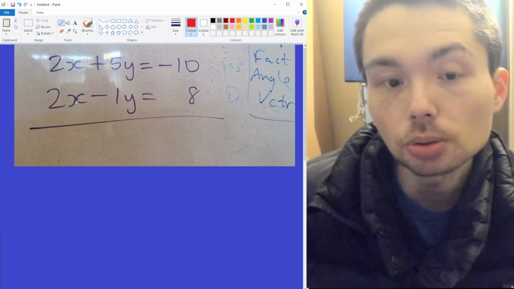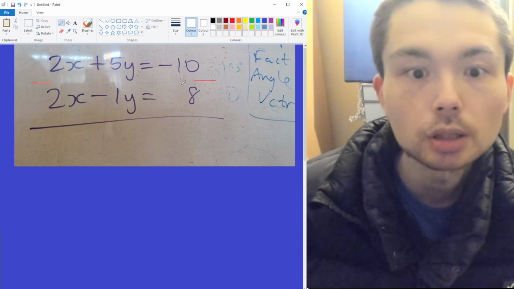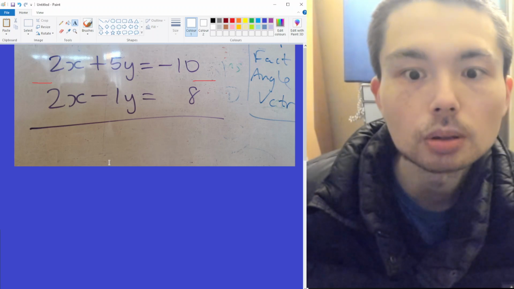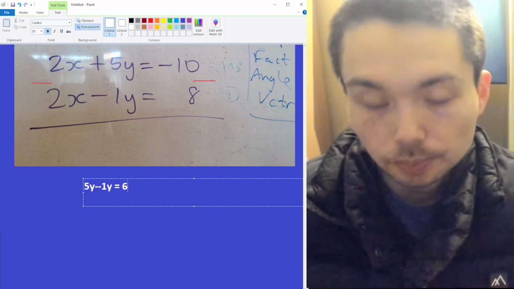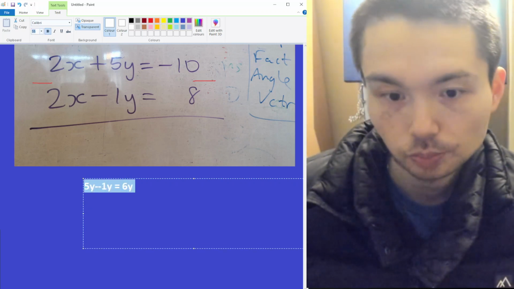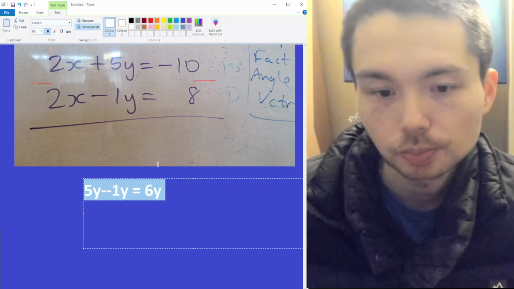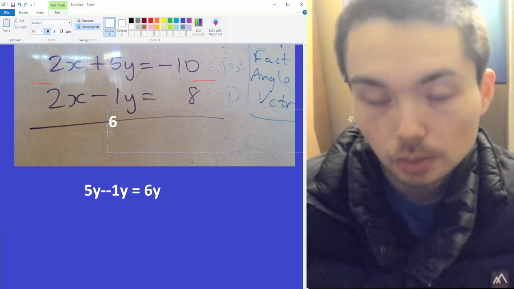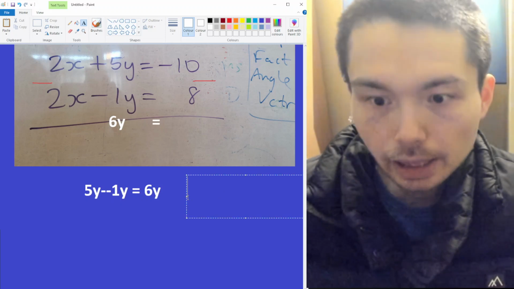Look at 2x and 2x, they are exactly the same. Let's get rid of them straight away. We subtract. 2x minus 2x is 0. 5y minus 1y equals 6y. Let me make the text bigger. Double negative equals positive. Put it there. 6y. And then here we have minus 10 minus 8.